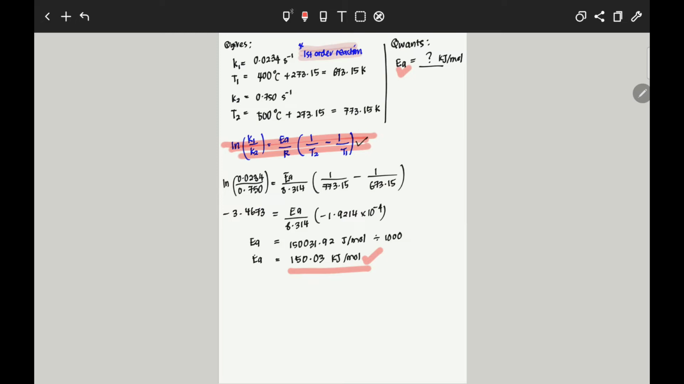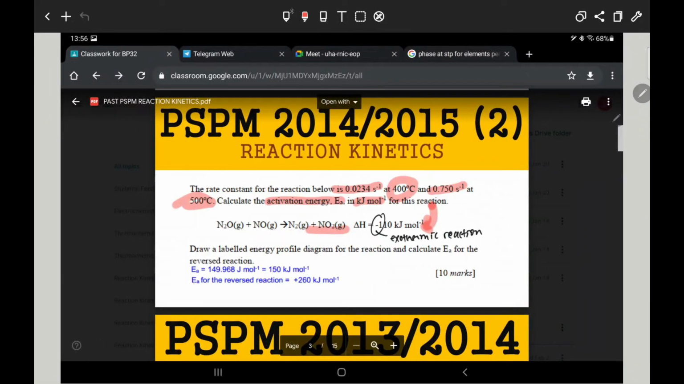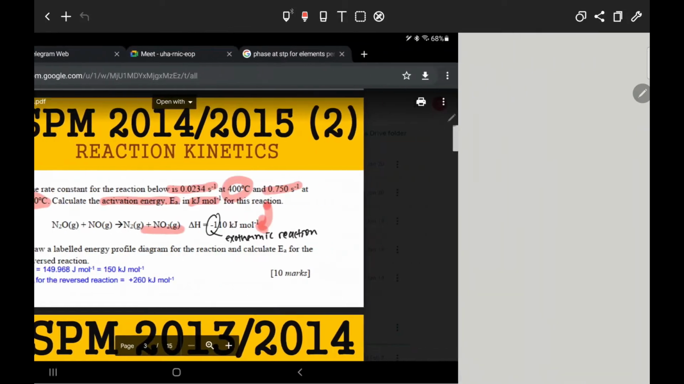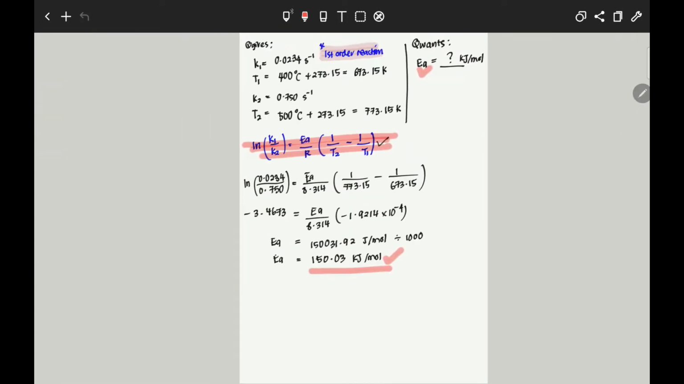The activation energy that we calculate here is the activation energy for the forward reaction. After we calculate that, next the question asks for us to draw an energy profile diagram for the reaction, and also we have to calculate the activation energy for the reverse reaction. So, first, we have to know what shape of energy profile diagram we're going to sketch from the enthalpy given in here.